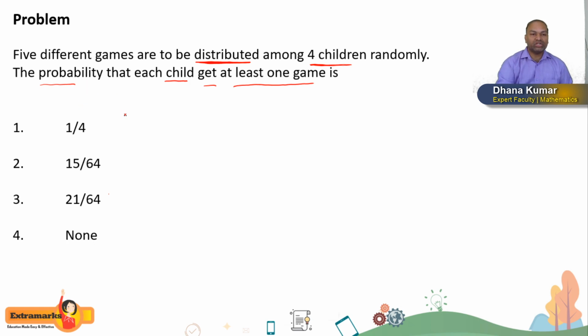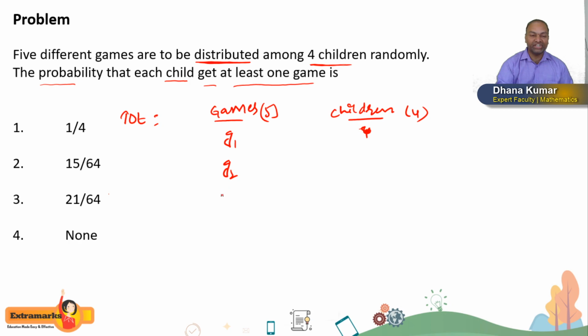Okay. First, total number of cases. What I told you: total number of cases means without any restriction. Here, how many games are there? Games 5, children 4. How many members are there? Children 4 people, games 5. So let us say G1, G2, G3, G4, G5, 5 games. And 4 children are there: C1, C2, C3, C4. So total number of cases means, as I told, without any restriction.